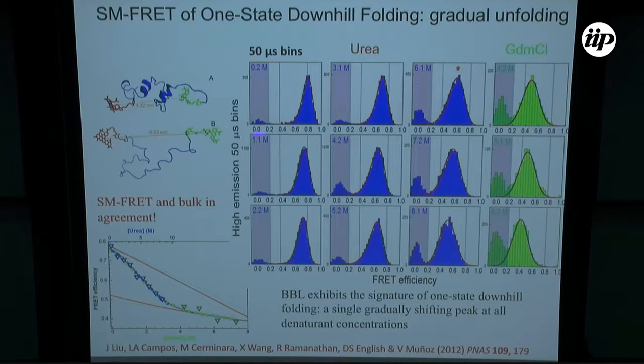But in this experiment, what you actually see is we have 50 microsecond bins. The photon threshold we used for the bins was 45, so that means that we had relatively good accuracy in the FRET. And what we could see is that in going from native conditions to unfolded conditions, we saw a single peak.